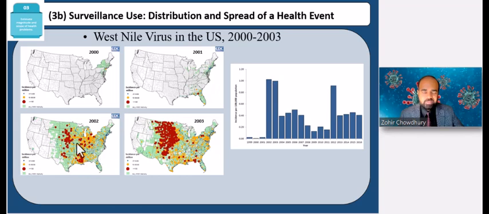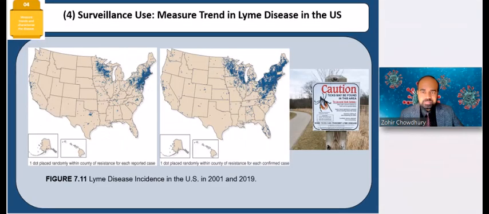which is shown in here. So such distribution and spread of health events such as West Nile virus, we can gain this by doing surveillance. Surveillance can also be used to measure trend.